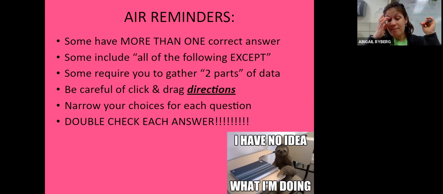You can do it. Be careful of the click and drag directions. Like in one of the cladograms, it specifically tells you where to click and drag, like it said next to the blue dot or something. So just be mindful of those reminders. Narrow your choices for each question. Try to look at the ones that are really obvious or worded wrong, because what they try to do is pull in weird terms or hard terms or unrelated stuff and make it look really complicated in some of the multiple choice ones. So just be mindful, they may be tricking you. And then, of course, double check each answer.